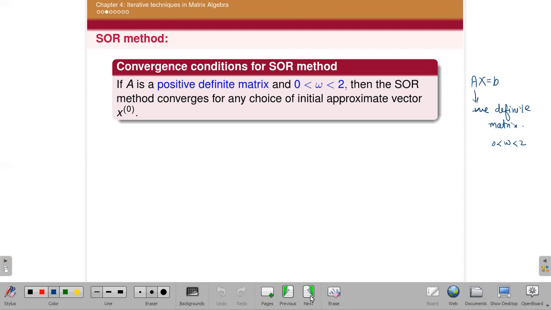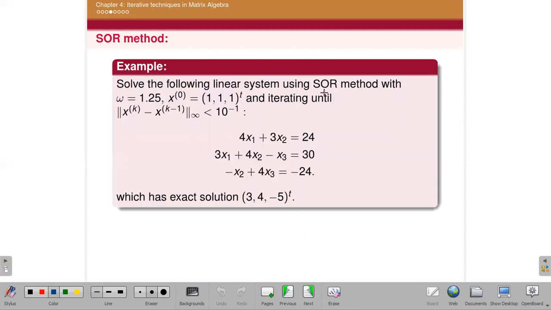Okay, ma'am. So solve the following linear system using the SOR method with omega equal to 1.25 and x naught equal to (1, 1, 1). This is the initial approximation, and you have to iterate until the difference is within the tolerance of 10 raised to minus 1. This is 3 equations with 3 unknowns, which has an exact solution (3, 4, minus 5). So write the equations: this is your first equation, second equation, and third equation.